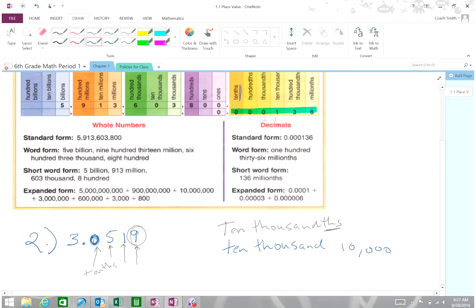Okay, ten-thousandths, so that's the difference between those two place values. And you will notice that a lot of times when I say the decimal place values, I will emphasize the THS, so ten-thousandths instead of ten thousand. All right? So when we're emphasizing the decimals, we have to have the THS on our place value.